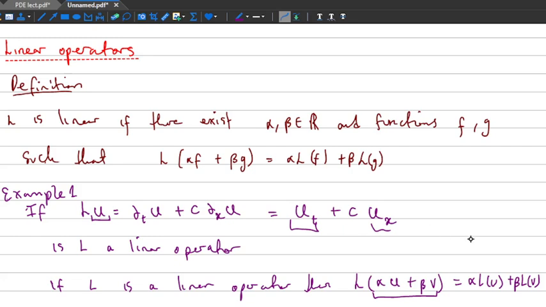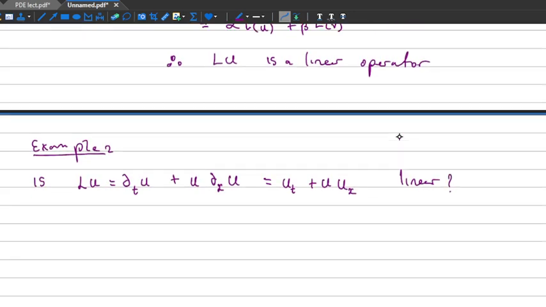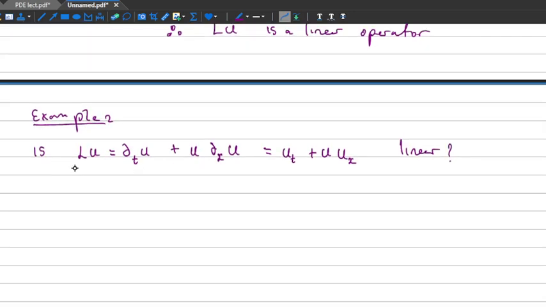So we started from linear operators, right? And we gave the definition. So L is a linear operator if we can do this. Okay, so now we go to our example 2. So is L defined by this linear?